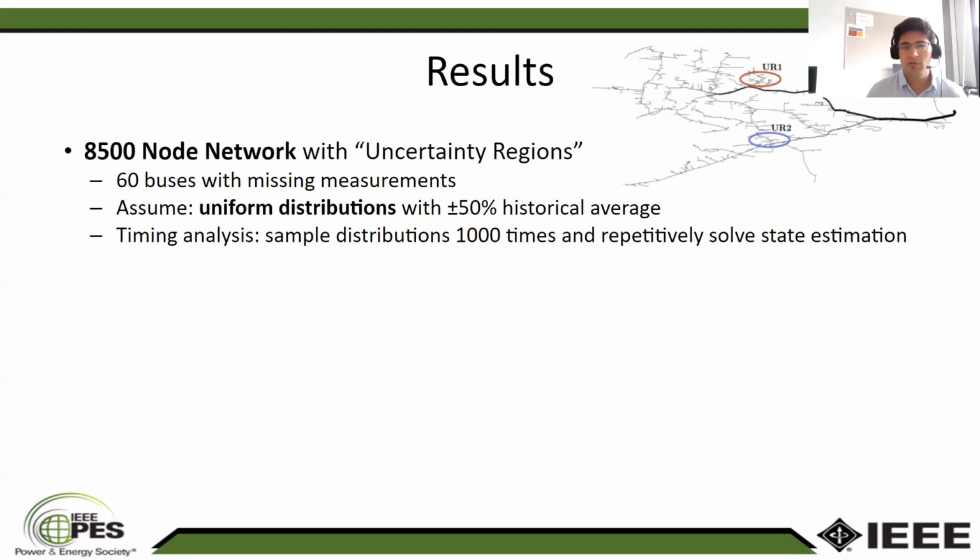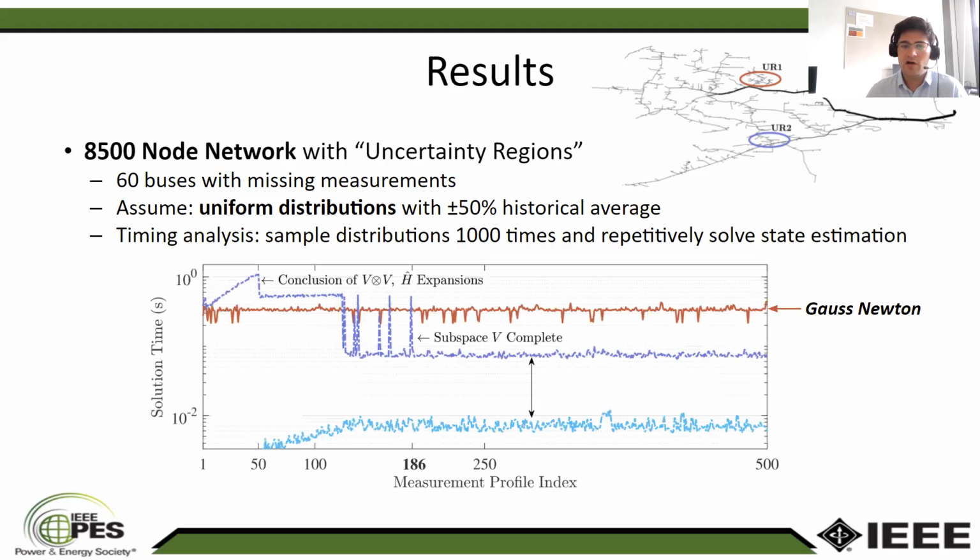Now, in this plot, on the x-axis, we have the measurement profile associated with each new state estimation problem we're solving. And the y-axis gives us how long it took to solve the associated problem. Now, the red curve shows us how long it takes a conventional method, i.e. Gauss-Newton, to solve the state estimation problem. And it takes about a quarter second for every new state estimation problem.